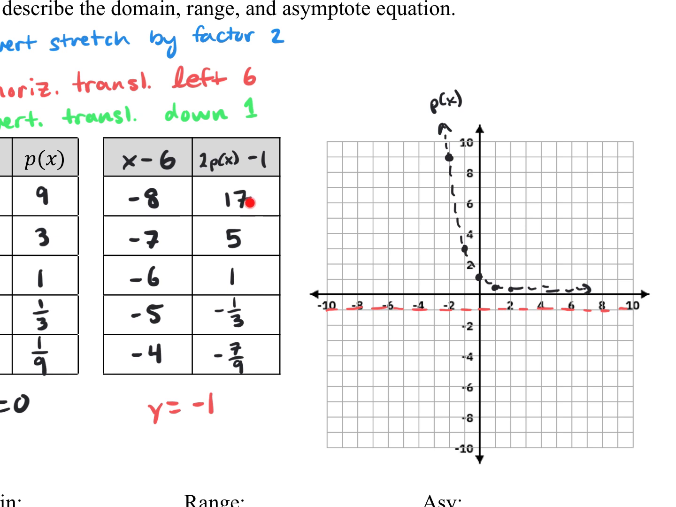And let's plot our values. So -8, 17 goes way off our graph. I'll just leave that one out. -7, 5 we can plot. And then we have -6, 1, -5, -1/3, and -4, -7/9. So still should be above the asymptote, but very close to it. And then our graph will just kind of travel along like this. So here's f of x.